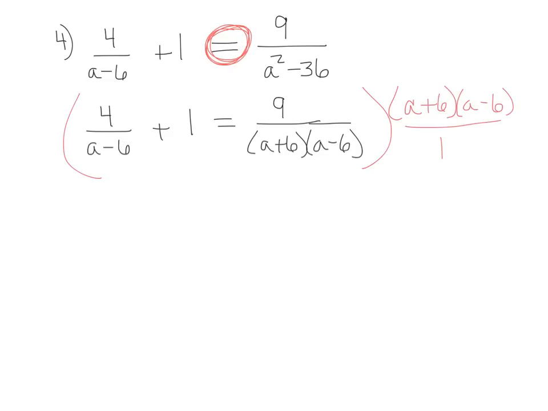Now you can only do this type of work when it's an equation, because you're multiplying everything on both sides of the equation, so you're keeping it balanced. If this was just an expression, you wouldn't be able to use this trick to get rid of fractions.